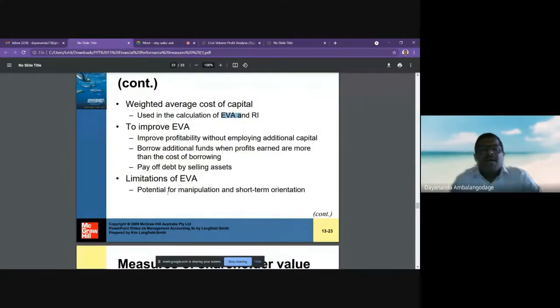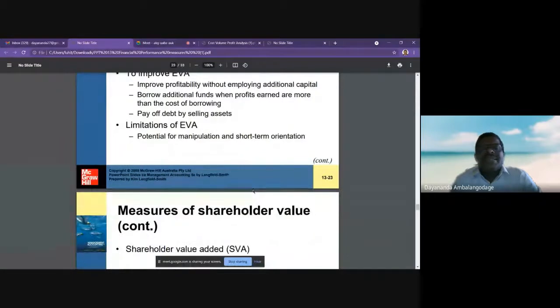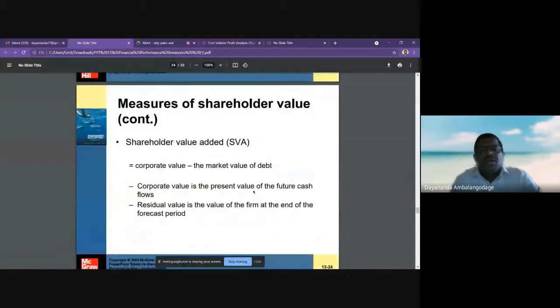Limitation of EVA: potential for manipulation and short-term orientation. There is a possibility of manipulation.